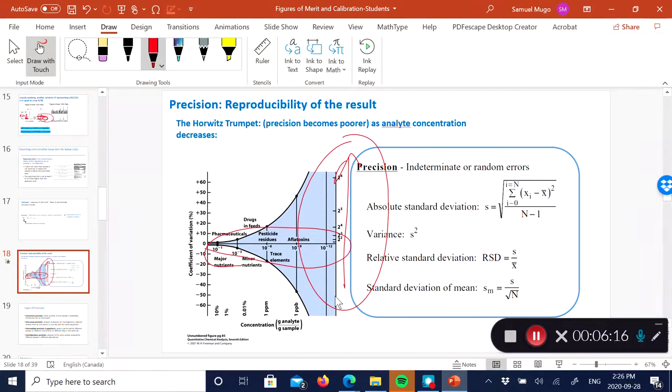And you're going to see this in the lab too. As you run the blank, you're going to see the standard deviation of the blank, sometimes it's very close to 100%, because it's very, very erratic.